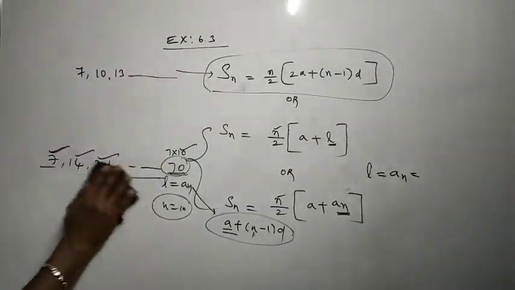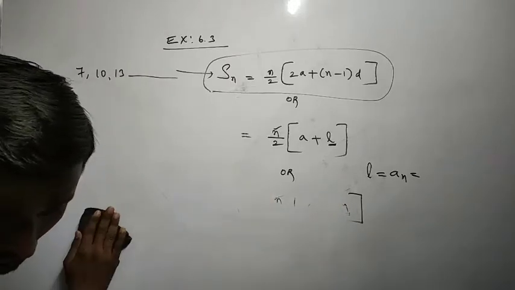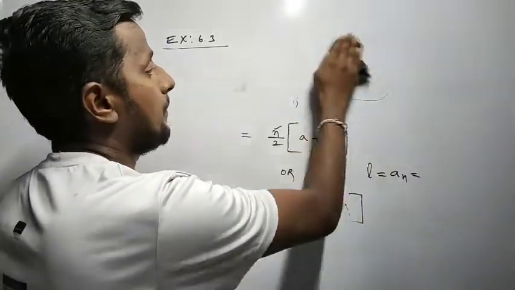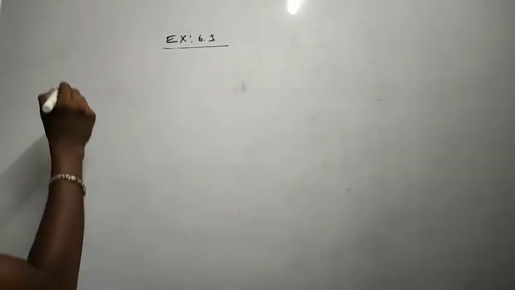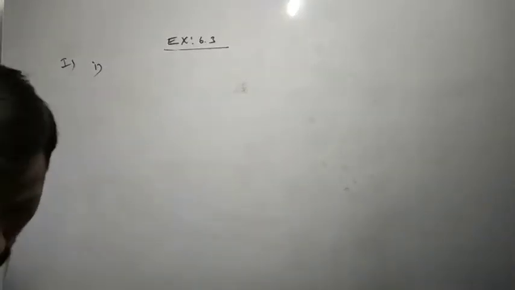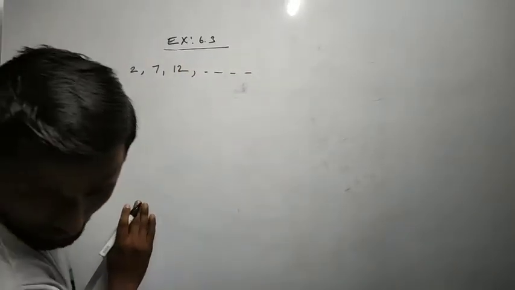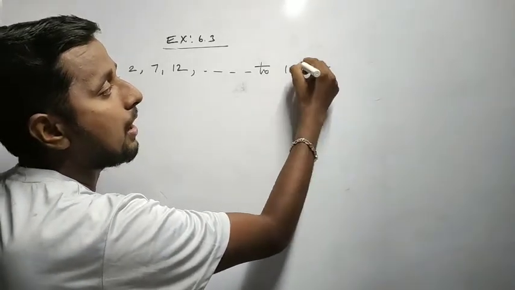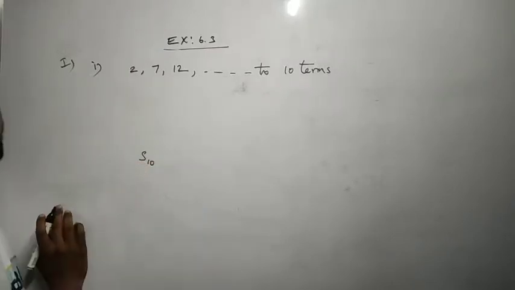Right, the first problem. What is the question? Find the sum of the following APs. We will discuss the problems randomly. The first problem: 2, 7, 12, and so on. He has given 10 terms, so we should find the sum of the first 10 terms.